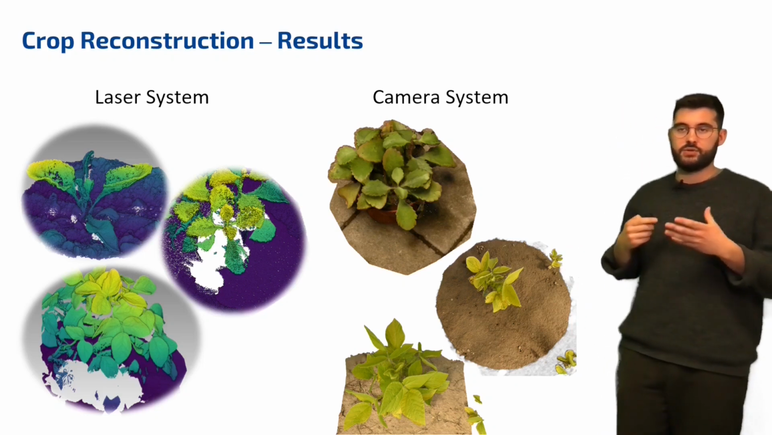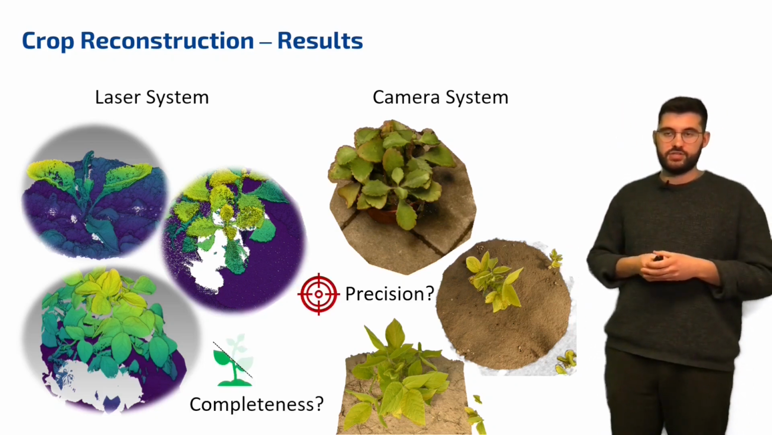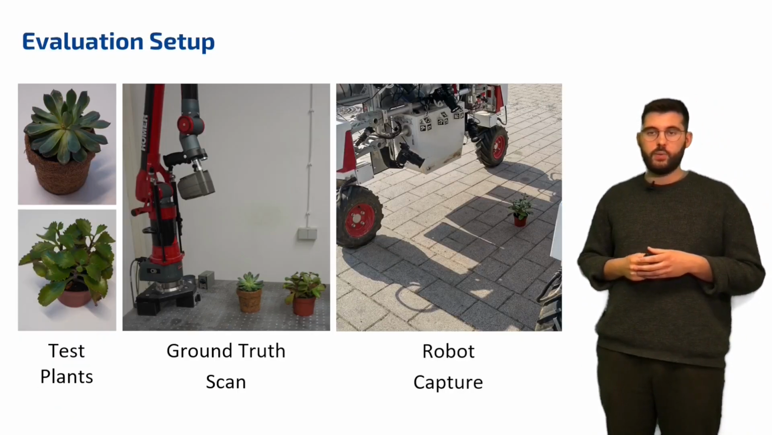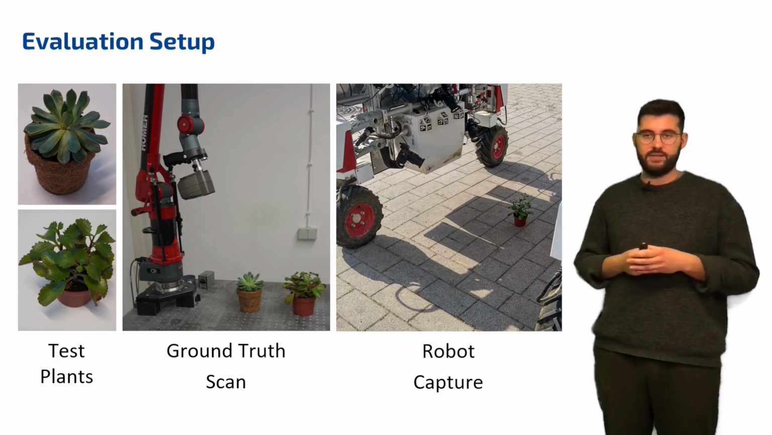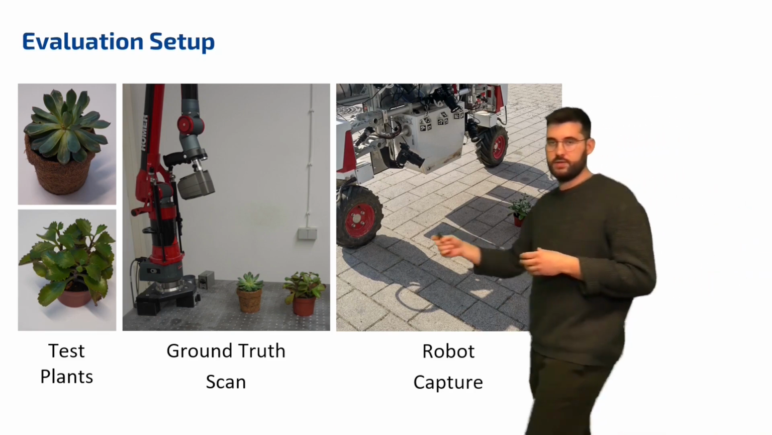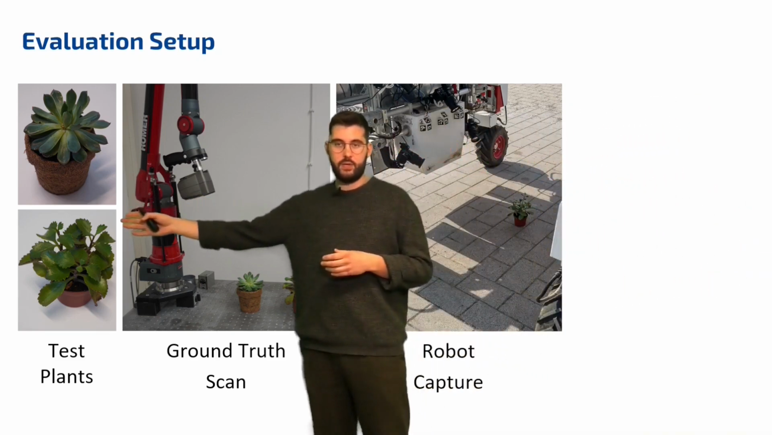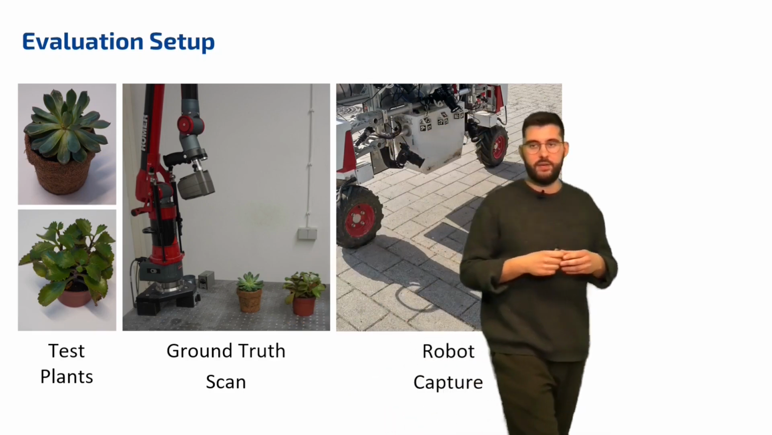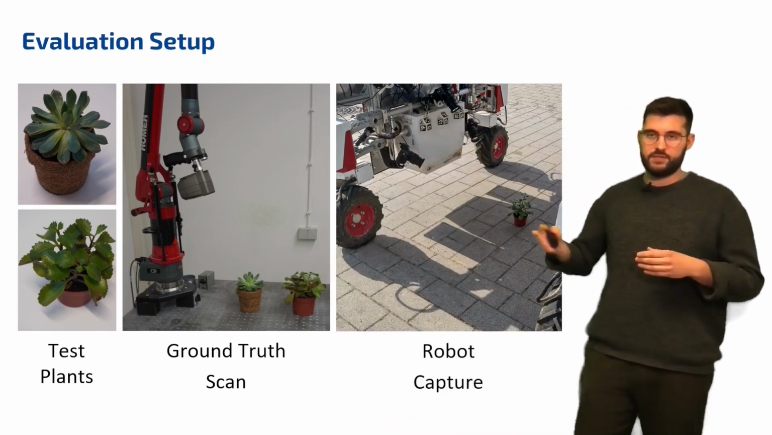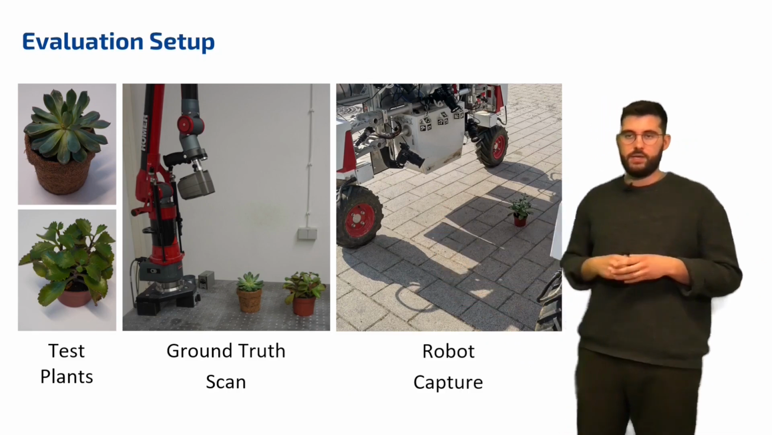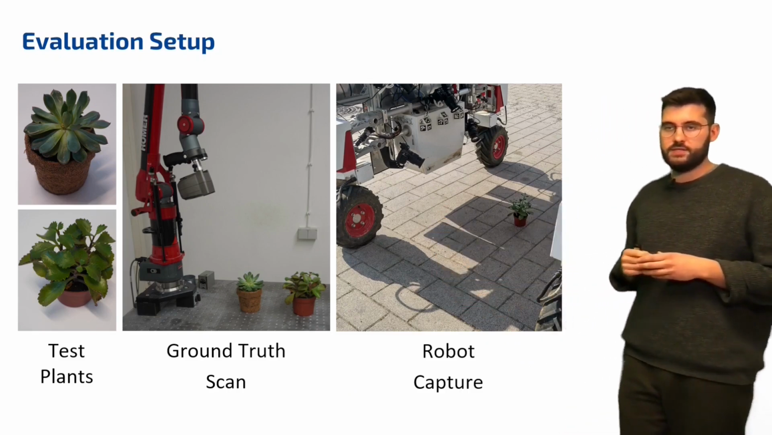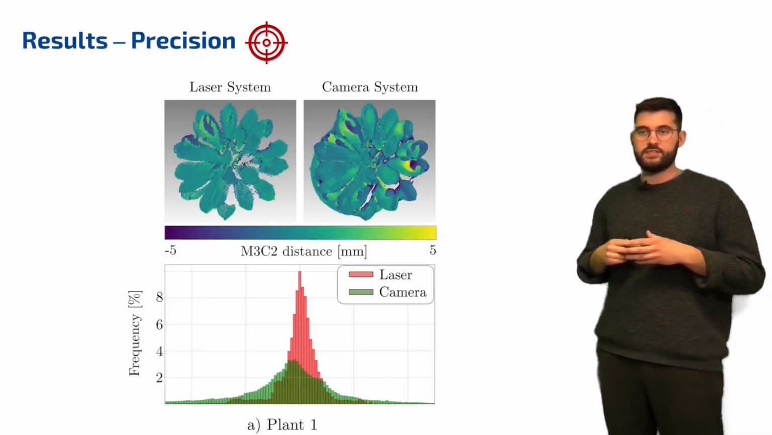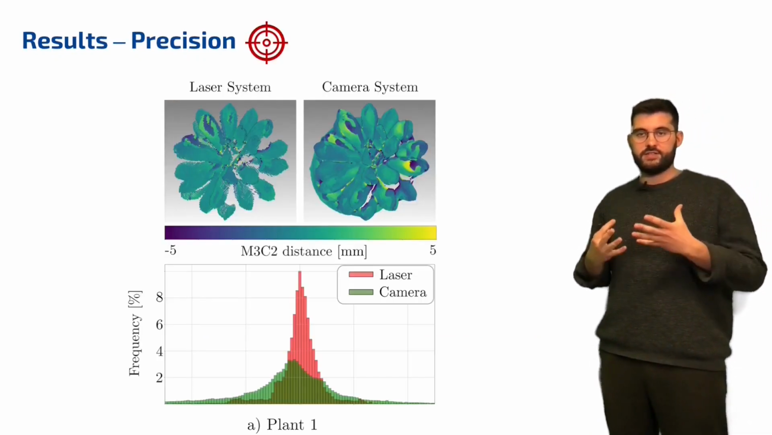And this leads now to the question, what is the precision of those models and what is the completeness. And therefore we decided to use two test plants. So we have here two on the left-hand side, and then we brought these test plants into the lab, and then we created a reference scan using this measurement arm, and then we went outside and scanned these crops with our robot system.